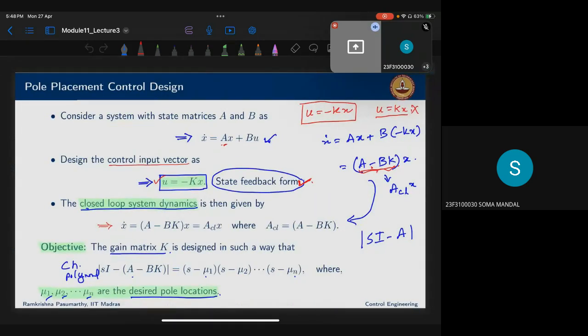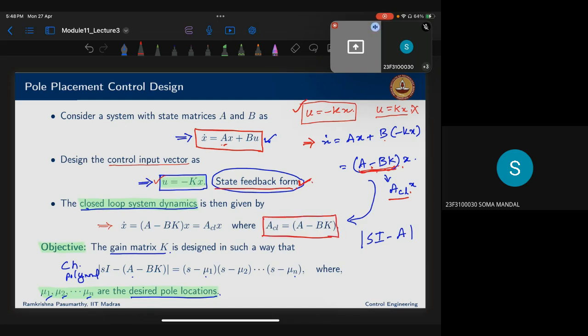In pole placement design, we know that this is the state equation we have. Now we consider our controller to be u equal to minus Kx. Substitute that into this equation in place of u. You get Ax plus B multiplied by Kx, so we get A minus BK. Replace that A minus BK with, let's say, ACL, which is the closed loop A matrix. We also call this the state feedback form.